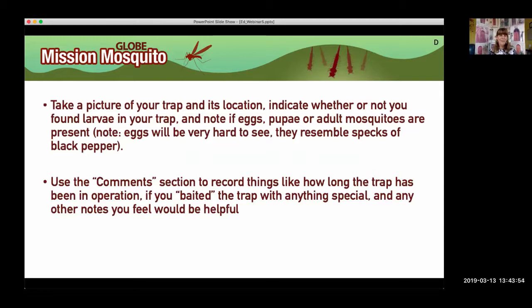Next slide, please. So you take a picture of the trap and we'll know its location because it's geolocated on your phone. You'll indicate whether or not you found larvae in your trap, the usual sampling that you can do, and note if you see eggs, pupa, or adult mosquitoes. Then use the comment section. There's a comment section that you'll see in the app, and you can record things that will help you also to know how long the trap has been in operation, 3 weeks, 4 months. If you baited it, perhaps, trap number 1 is the one that's baited with rice water, and any other notes that you think will be helpful. And then they'll always be right there in the app in your observations.